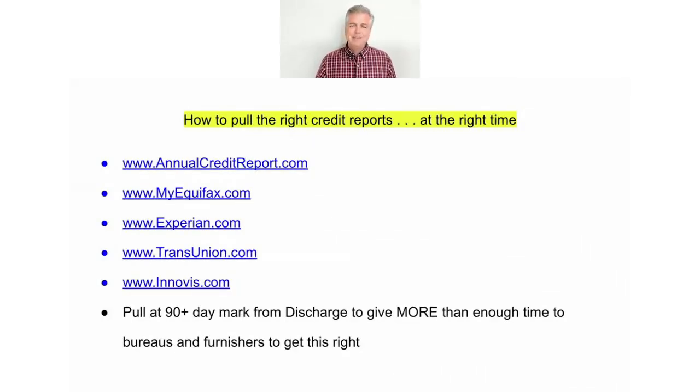Innovis is another one. And here's the key. You really want, from your bankruptcy discharge, about 90 days. Technically, they don't have that long, but that's a good rule of thumb to wait 90 days. Because remember, we talked about that EB claim. The EB claim says to the credit bureaus, you have to have reasonable procedures to assure maximum possible accuracy. Pretty strong language, right?